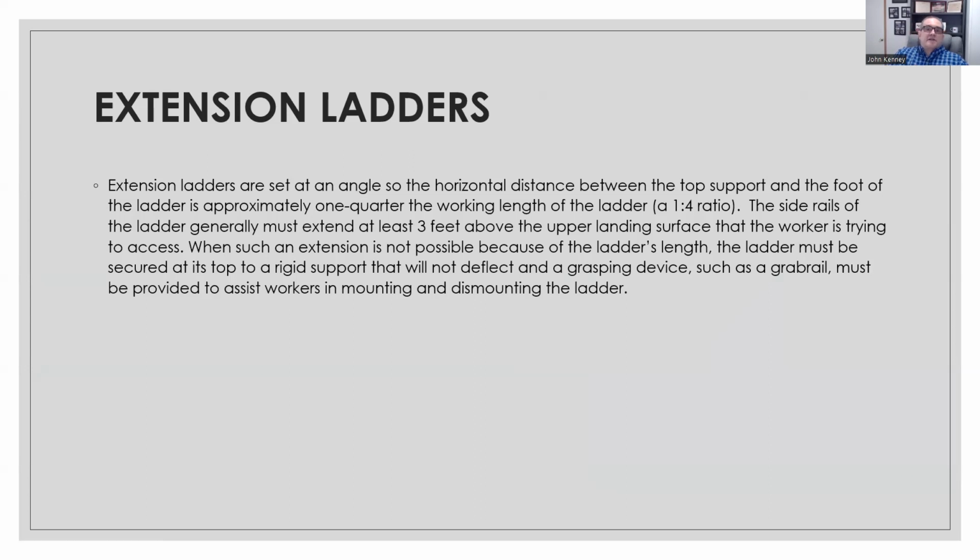Extension ladders are set to an angle, so the horizontal distance between the top of the support and the foot of the ladder is approximately one quarter, 25 percent, of the working length of the ladder, a 1-to-4 ratio. The side rails of the ladder generally must extend three feet above the upper landing surface that the worker is trying to access. When such an extension is not possible because of the ladder's length, the ladder must be secured at the top with a rigid support that will not deflect, and a grasping device, such as a grab rail, must be provided for mounting and dismounting.